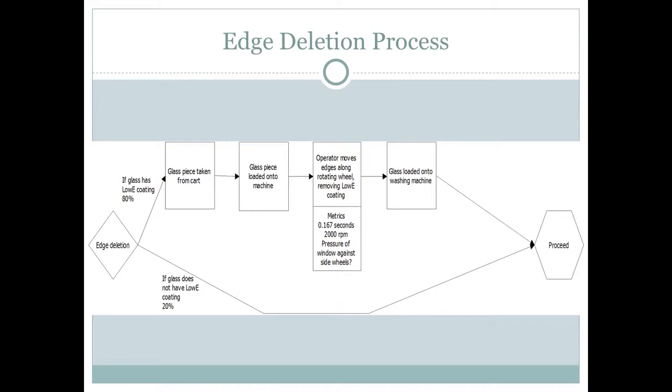During this process, a coated window is taken and rubbed against an abrasive wheel, which rotates and removes the coating along the perimeter of the window, so that during the spacer attachment process, it makes it easier for the spacer to attach to the window.